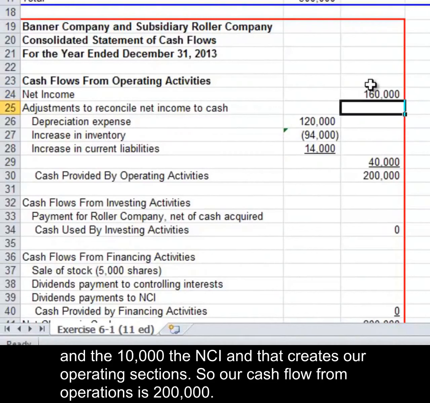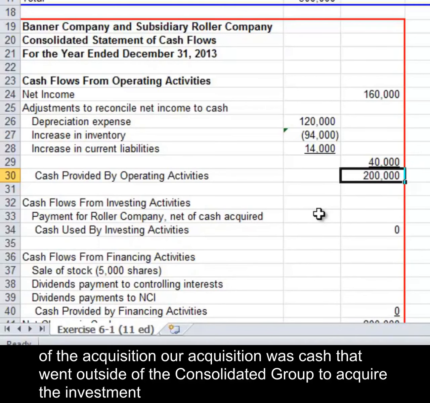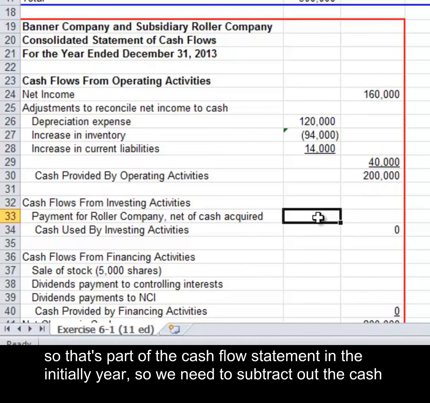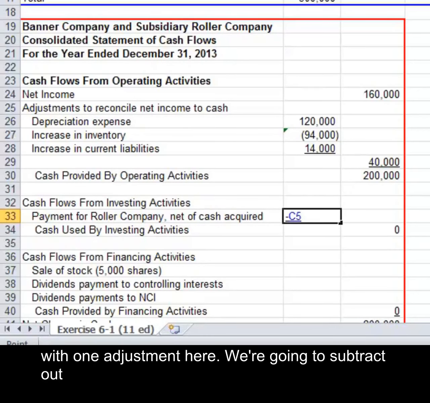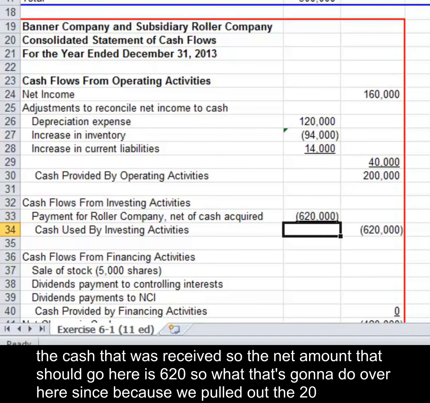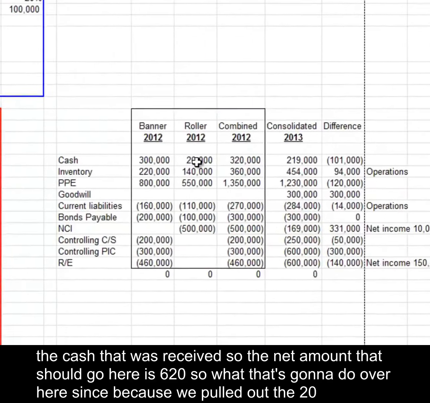And that creates our operating section. So our cash flow from operations is $200,000. Now because this is the year of the acquisition, our acquisition was cash that went outside of the consolidated group to acquire the investment. So that's part of the cash flow statement in the initial year. So we need to subtract out the cash that was paid for the investment. So we're going to take the price paid with one adjustment here. We're going to subtract out the cash that was received. So the net amount that should go here is $620.